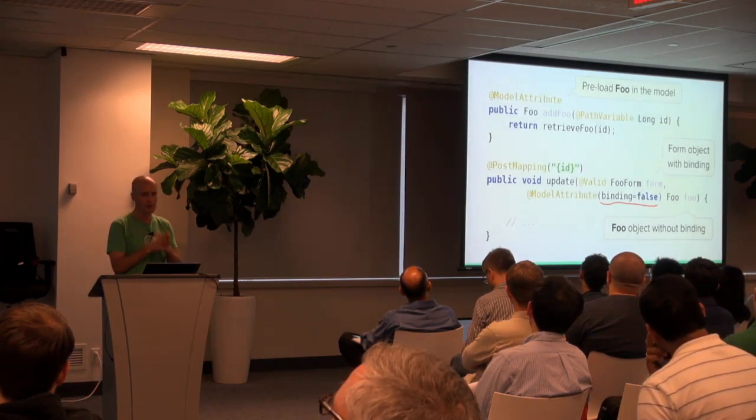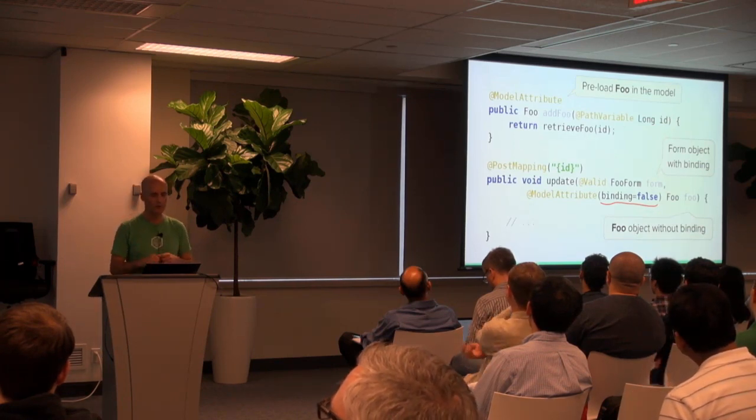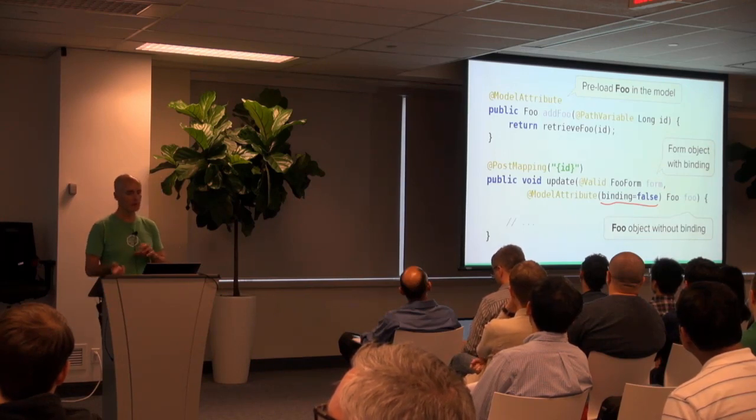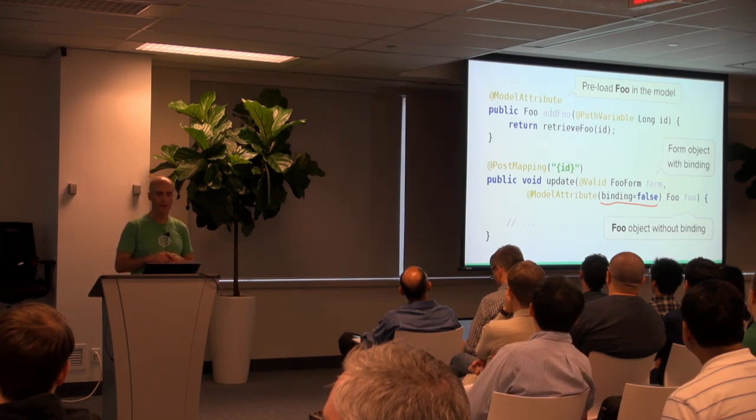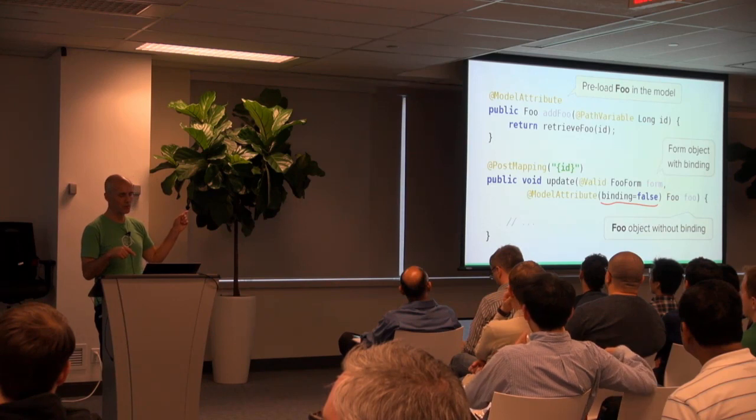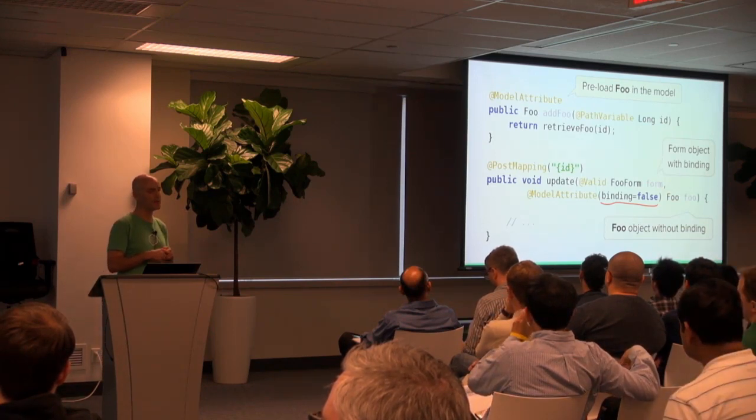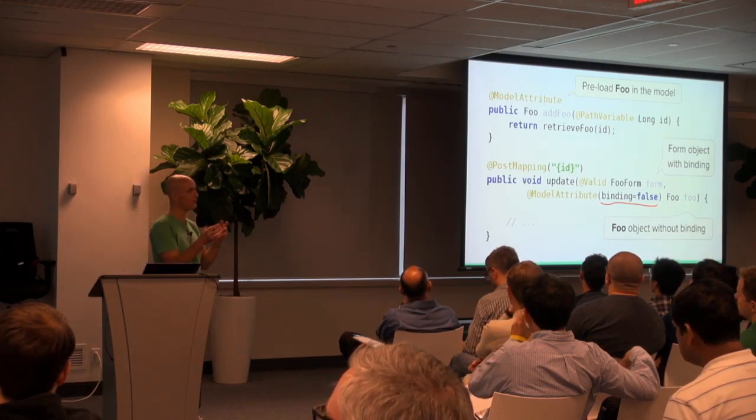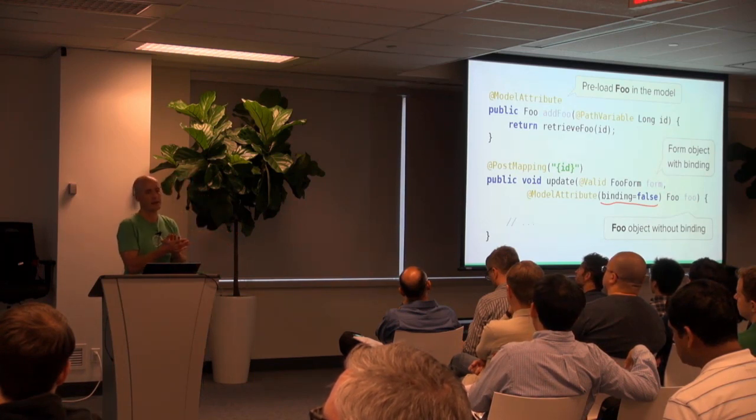So here we have a model attribute method which is going to be invoked before the request mapping method, or in this case a post mapping. And it's going to load an object into the model. Now what happens then is that when you refer to that model attribute in your actual request handling method, like the update in this case, typically what we do on a post is we map the values from the request onto that object. We bind, that's what we call data binding.